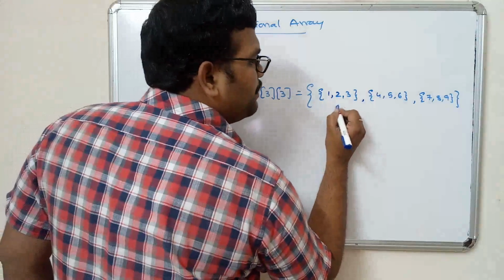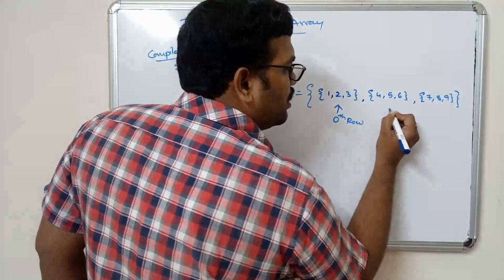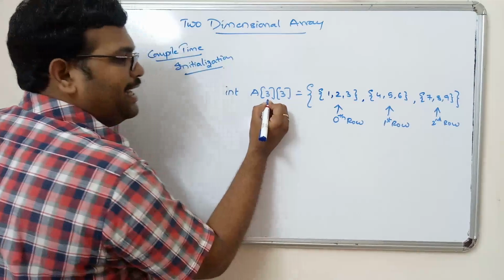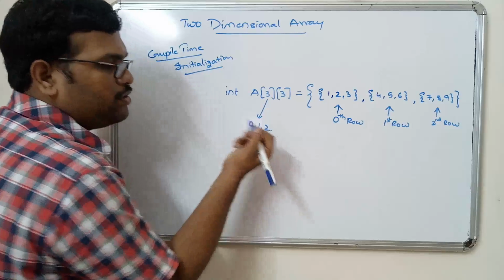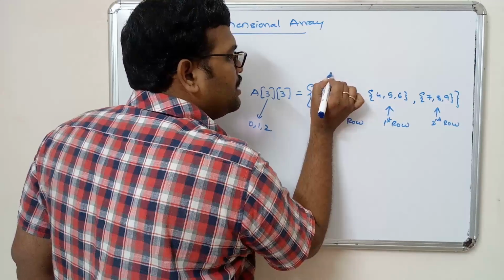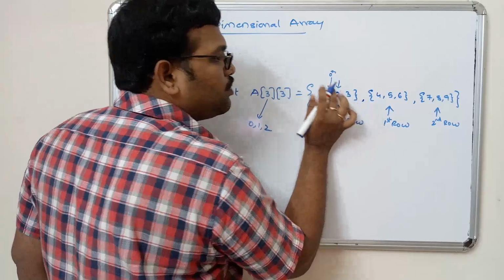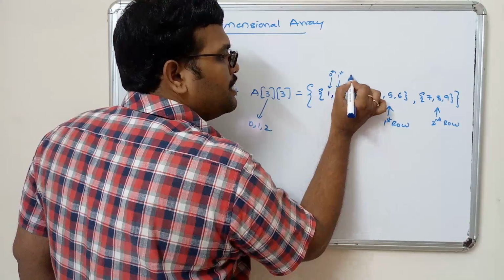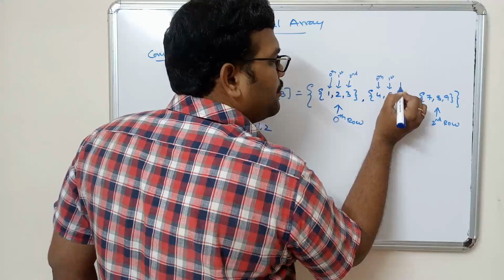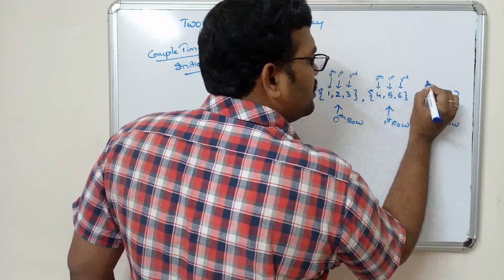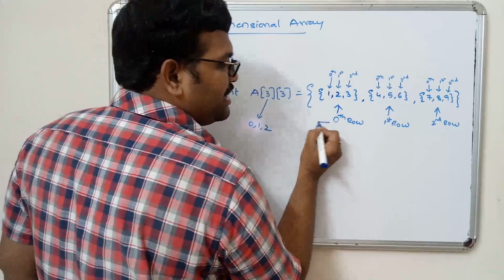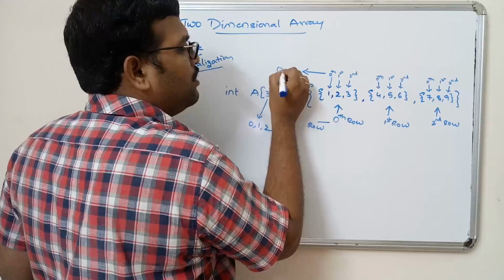This belongs to 0th row, this belongs to first row, this belongs to second row. So here the rows are 0, 1 and 2, 3 rows, and in the 0th row, this one is the 0th element, 0th column, first column, second column. Again 0th column, first column, second column. Again 0th column, first column, second column. So this represents the row and this represents the column.